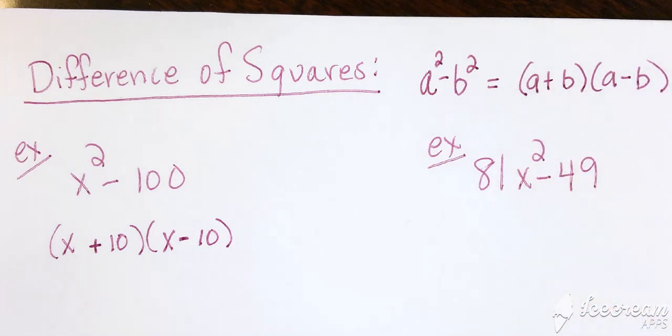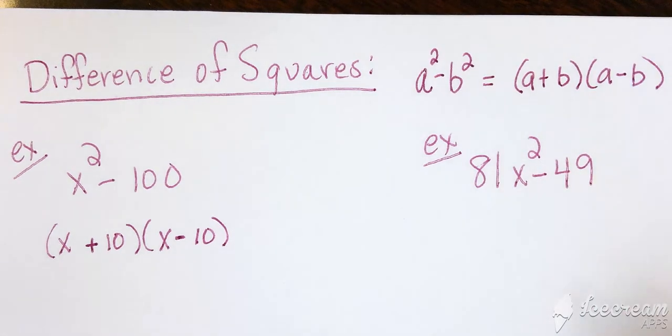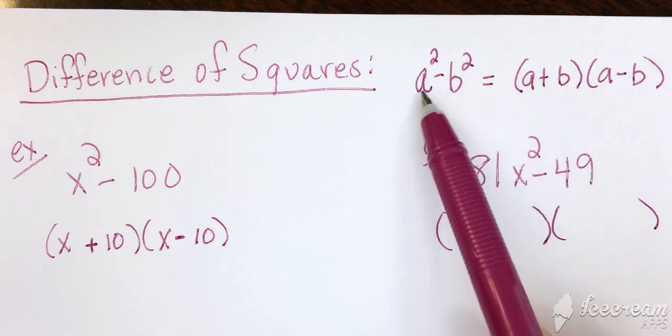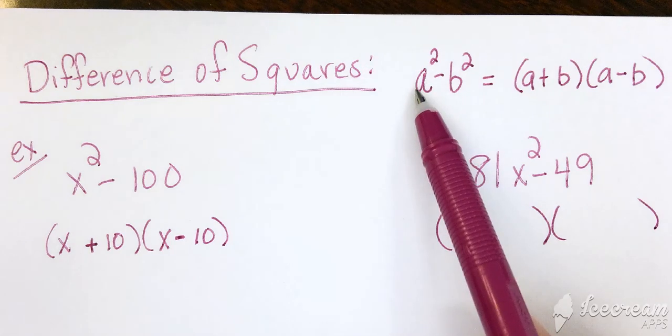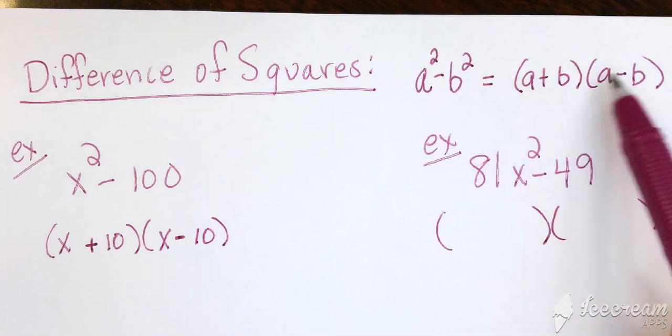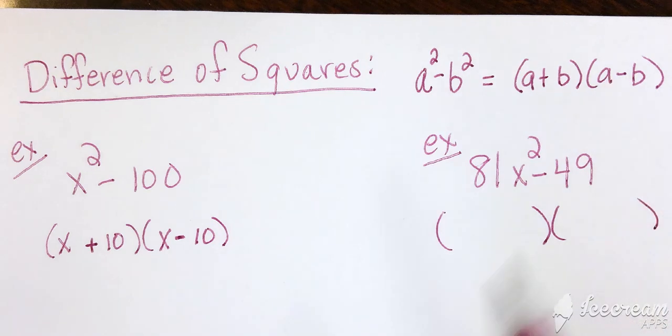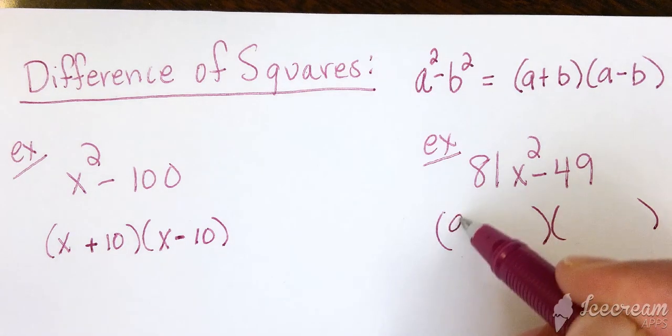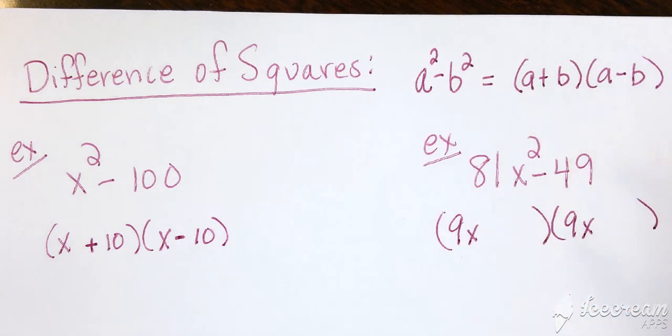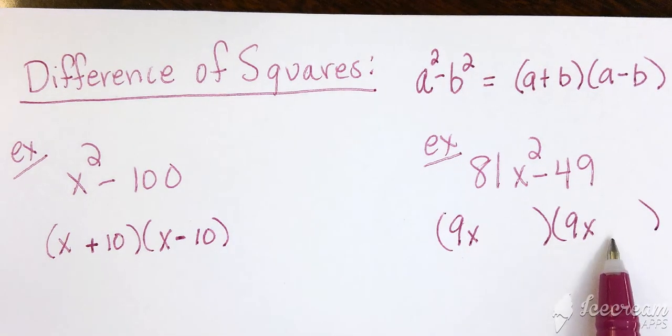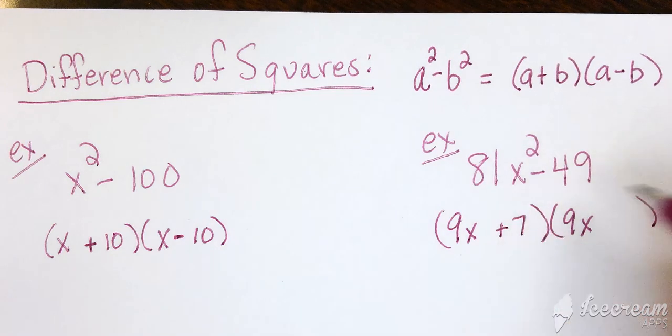That's fine. So let's look at this one. We know that we want this in two binomial factors for our answer. We know that we want to break this first term down into two things that are identical. So if I have 81x squared, what times what gives me 81x squared? So that would be 9x and 9x. 9 times 9 is 81. And then what times what gives me negative 49? That would be positive 7 and negative 7.